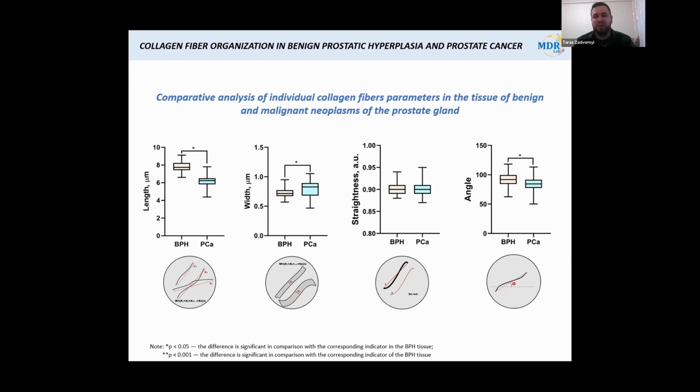Furthermore, it was found that in patients with benign prostatic hyperplasia, there is increased orientation of collagen fibers, or in other words, their angle, compared to patients with prostate cancer.